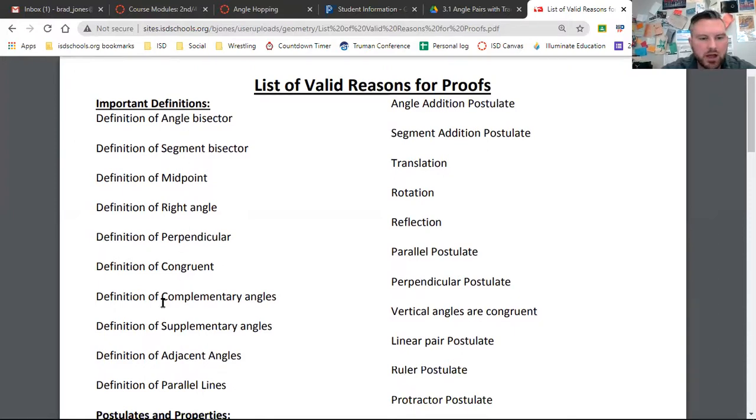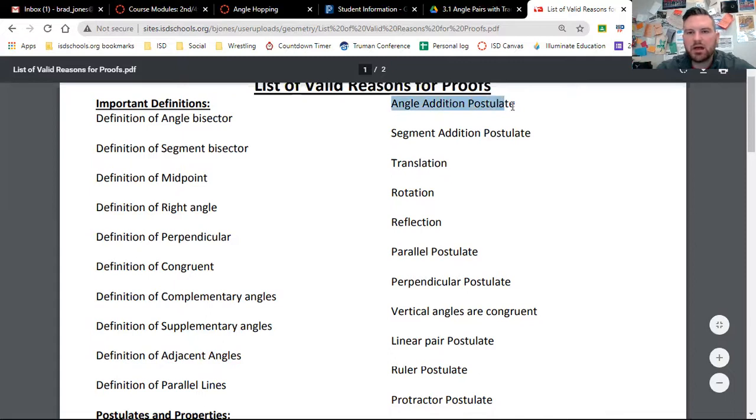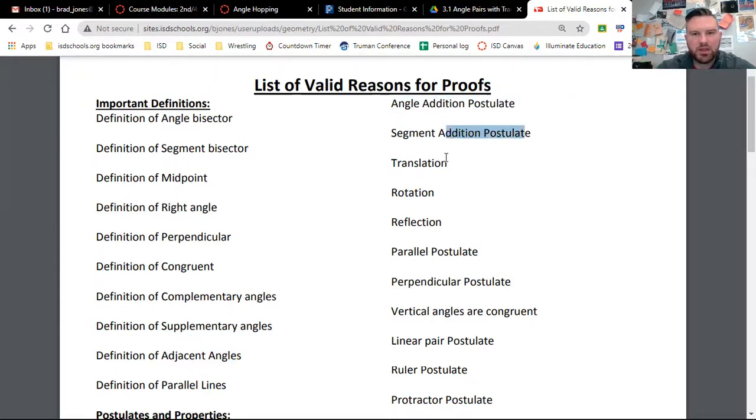So like definition of complementary angles are angles that add up to 90. Supplementary angles are angles that add up to 180. Adjacent angles share a vertex and a side, but no interior points. So we've gone over those. The angle addition postulate means that I can add angles together to get a bigger angle, which we've done before. The segment addition postulate says I can add segments together to get a larger segment. Translation is just a slide, a rotation is a turn, a reflection is a flip.